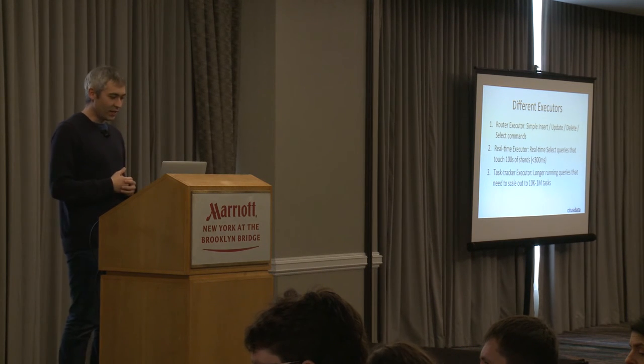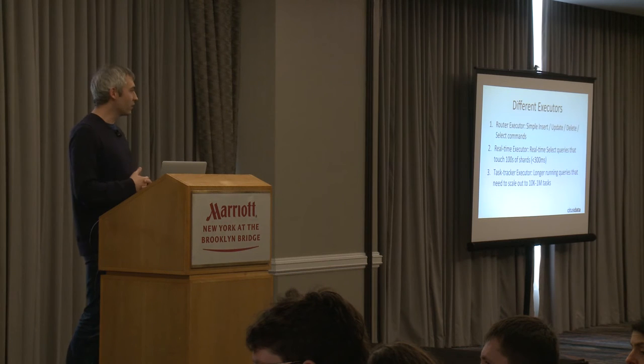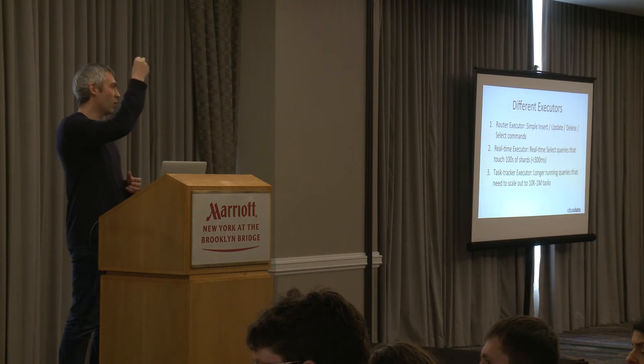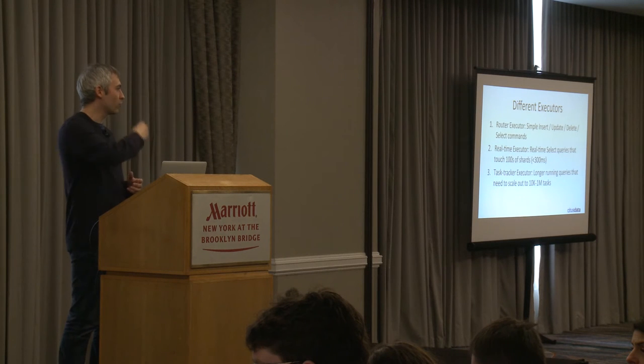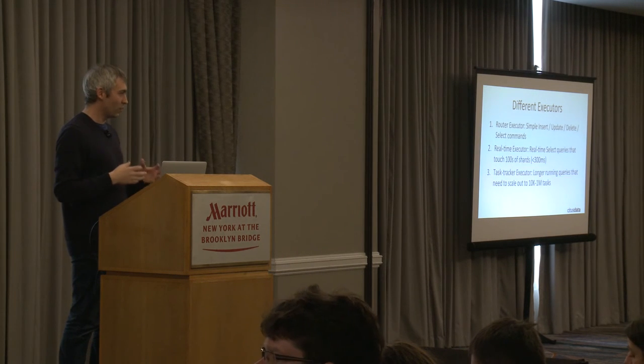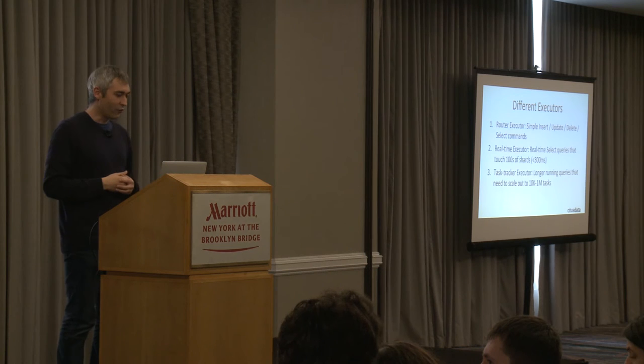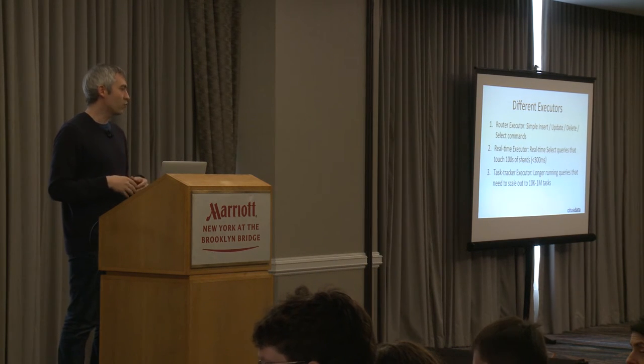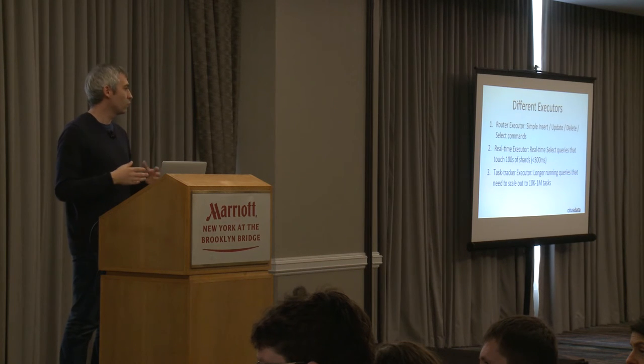Right now, we decide dynamically between the router executor and the other ones because we know that if the query fits into that pattern, like you have a request that needs to get sent over to a single shard, that's an easy decision. You can always choose it automatically. Between the two others, we default to the real-time executor and ask the user to manually set up the task tracker executor if they want to use it.